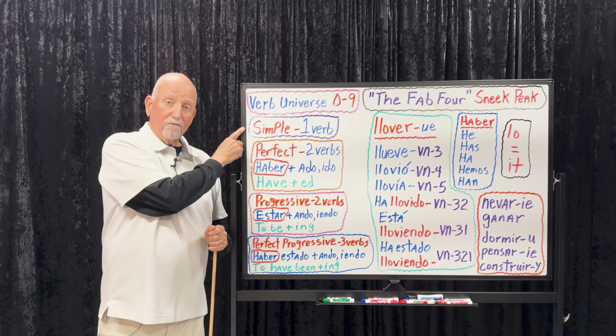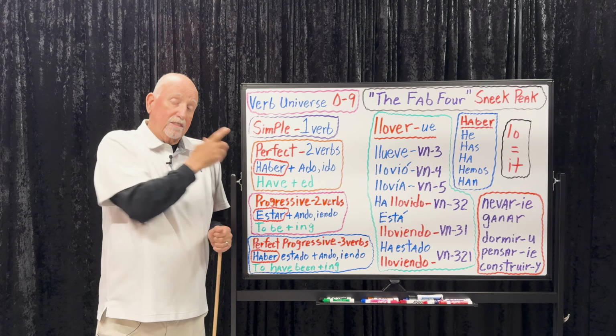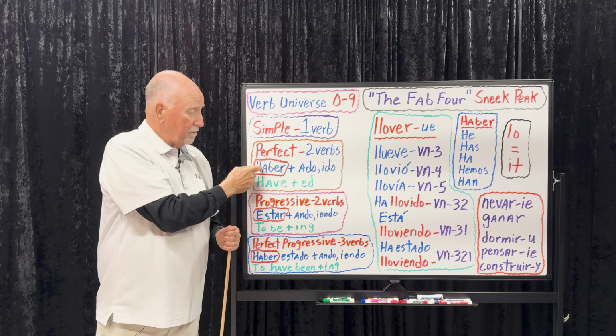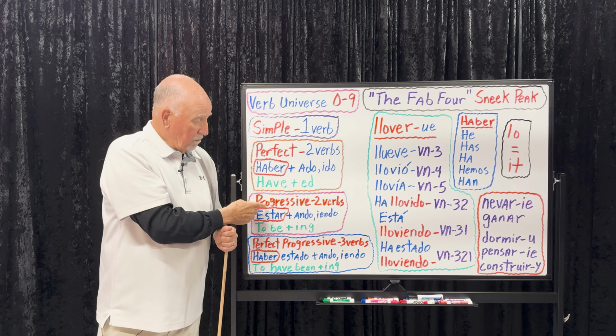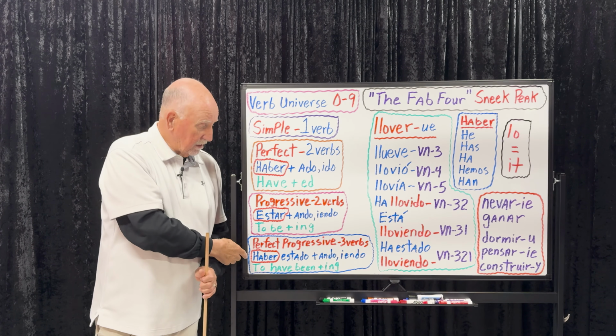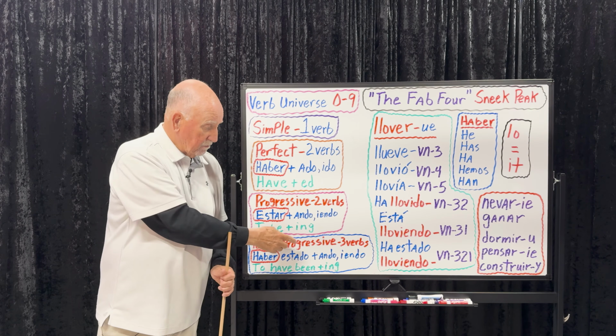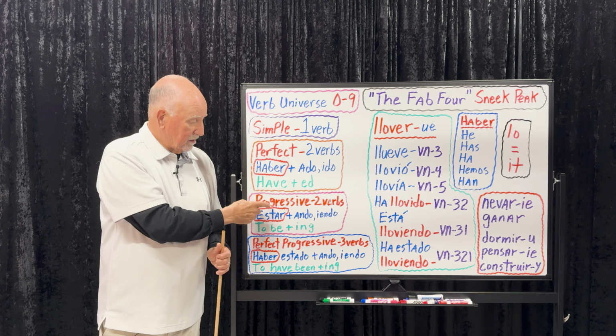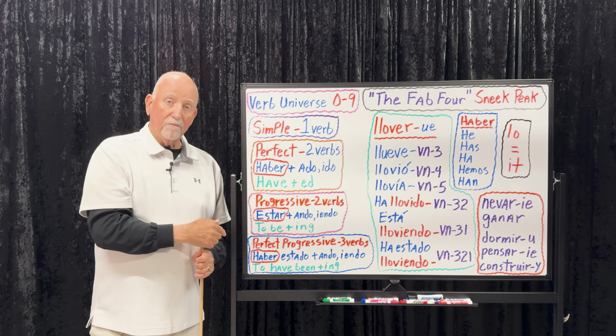When there's only one verb involved, it's called a simple tense. It's simple. It's just one verb. When it has 2 verbs, it's either going to be perfect, haber plus your ado, ido, or progressive, estar plus your ando, yendo. If it's 3 verbs, it's going to fall down here, and it's going to be your perfect progressive verbs, right? It takes the perfect because it's haber, progressive because it's estar, and it's got the ing.